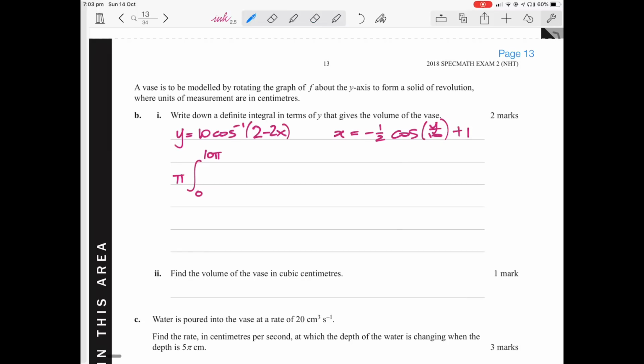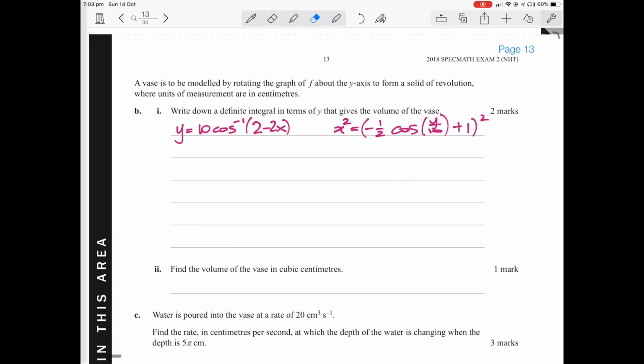Okay, so that's x, so x squared will be all of that squared. So if we go from 0 to 10 pi, our volume is pi times the integral from 0 to 10 pi of (-1/2 cos (y on 10) plus 1) squared dy. Write down an integral that gives the volume of the vase. I forgot the pi. Don't forget your pi or you'll stuff it up.